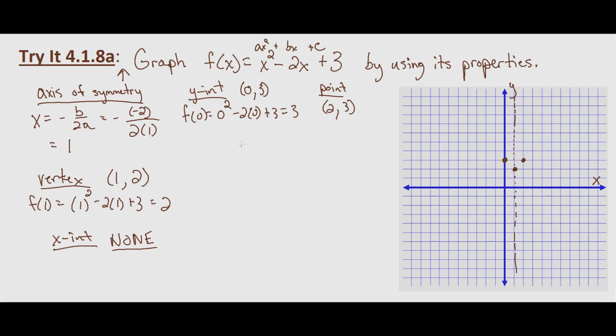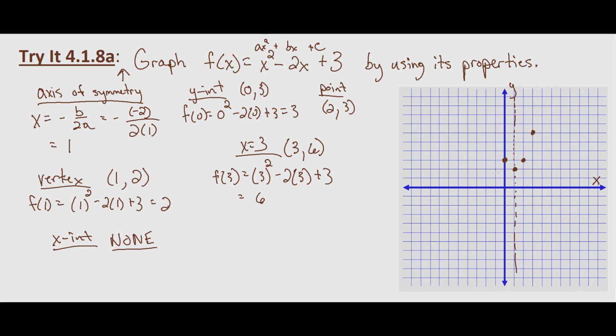Let's go ahead and find a couple other points. How about x equals 3? At x equals 3, we have f of 3 equals 3 squared minus 2 times 3 plus 3, which equals 9 minus 6 is 3 plus 3 equals 6. So that gives us the point 3, 6. We'll go ahead and plot that point as well. 1, 2, 3, 1, 2, 3, 4, 5, 6.